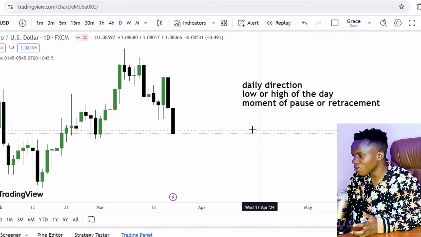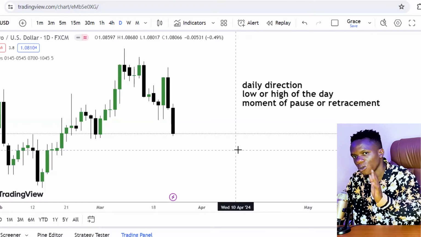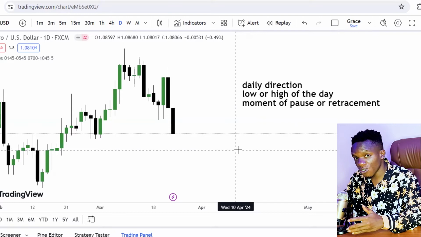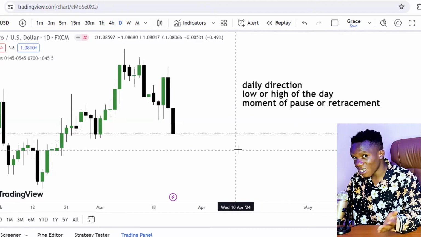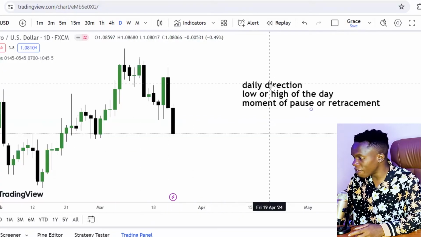For example, those retracements during London session prior to New York session, at that moment you are not going to engage anything, because if you engage your trade, for example on a bullish day, the market will start pushing downward and it will put you on drawdown. You don't want to experience such a thing. So first is daily direction.